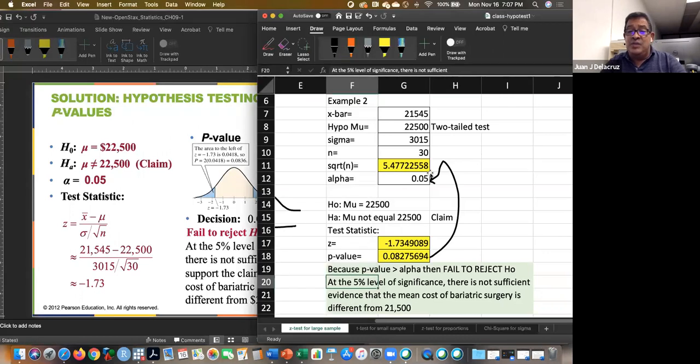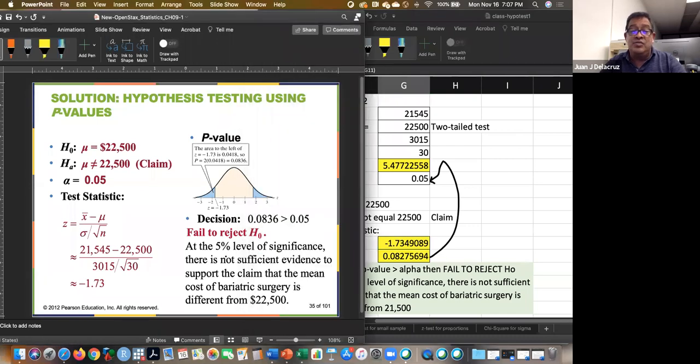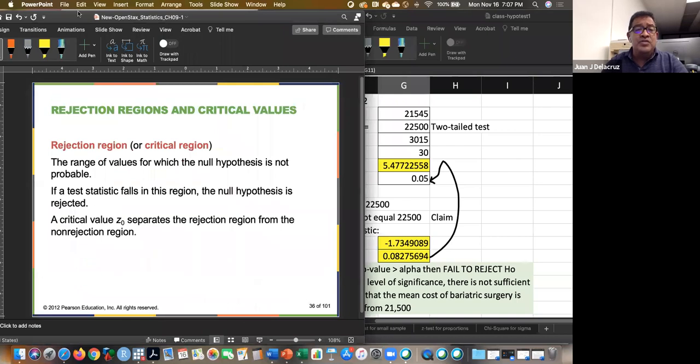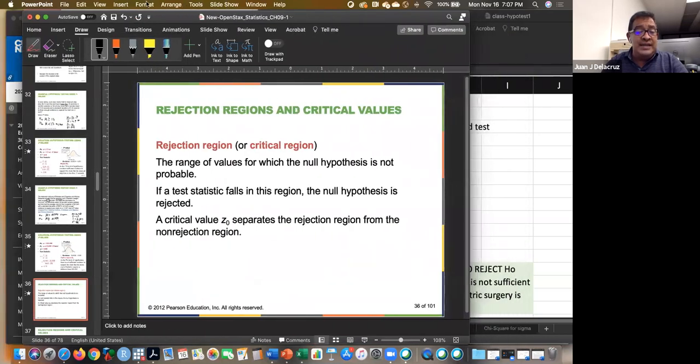In this case, once again, the trick is that the z-score is gonna be multiplied by 2, because this is a two-tailed test, and I am gonna compare this p-value with alpha and make a recommendation. In this case, it is to fail to reject H0. Okay, so that is one of the cases.